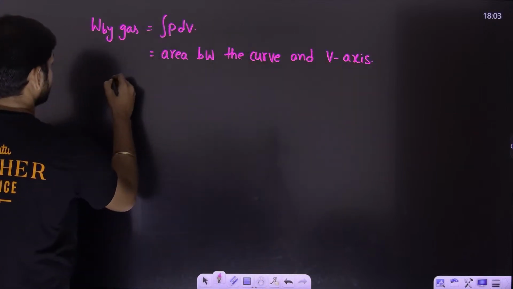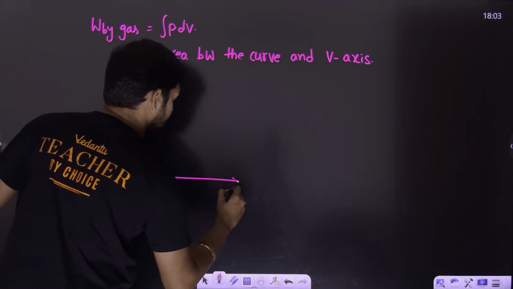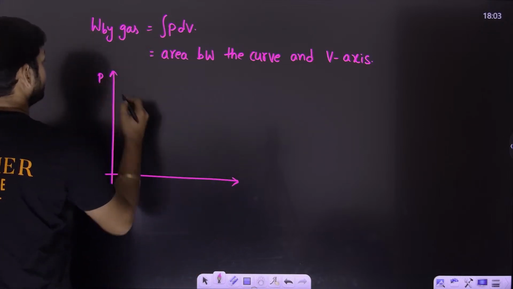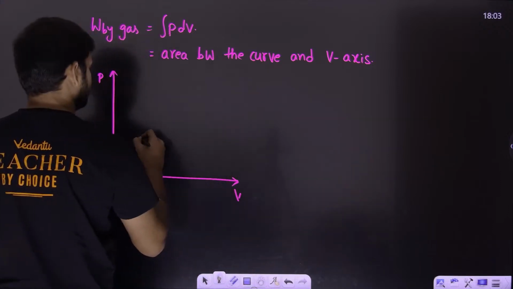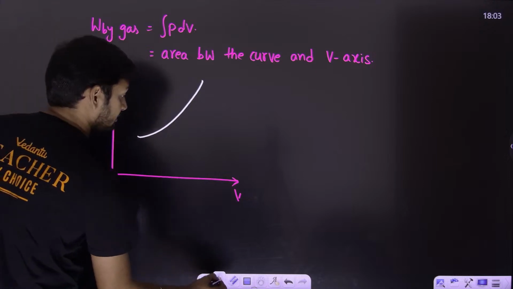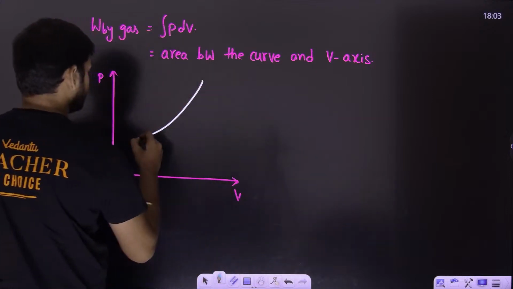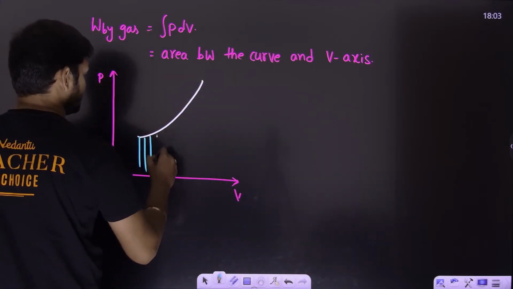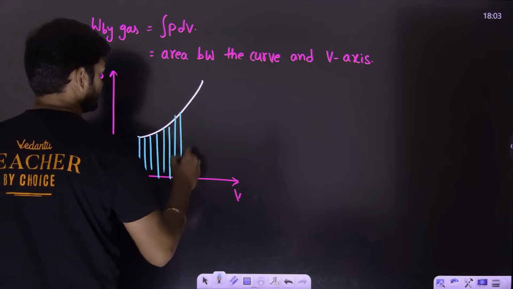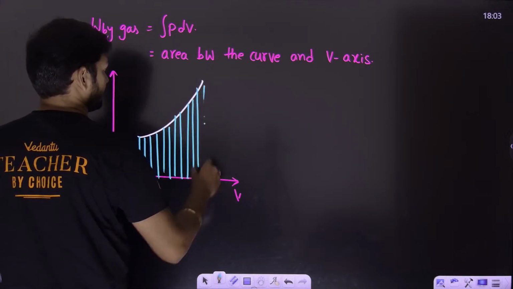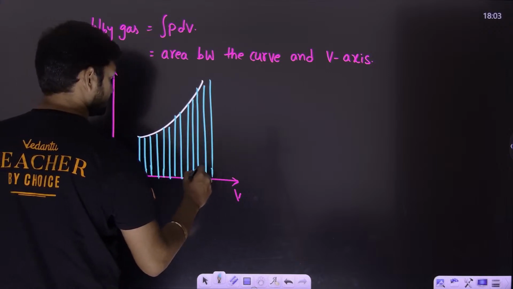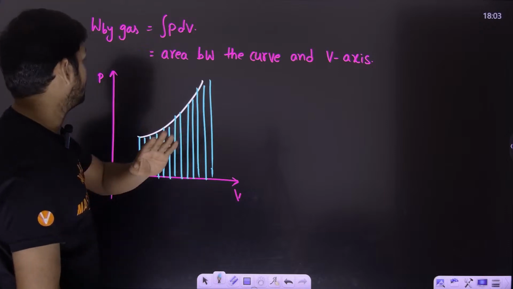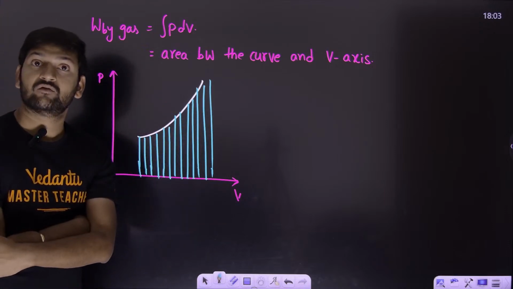What I mean to say is that, for example, see, look, we have a P and V graph, and we have a curve like this. So in that situation, whatever the area is between the curve and the V-axis, that is going to be called work done.